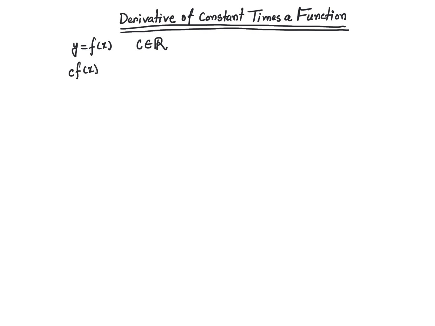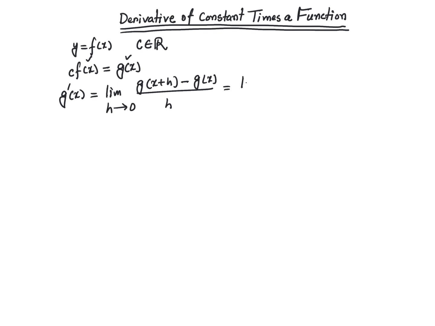And let me call this new function maybe g of x. So finding the derivative of g of x is equivalent to finding the derivative of constant c times f of x. So what is the derivative of g of x? G prime of x, and by definition that is limit h approaches 0, g of x plus h minus g of x divided by h, and that is going to give me limit h approaches 0.